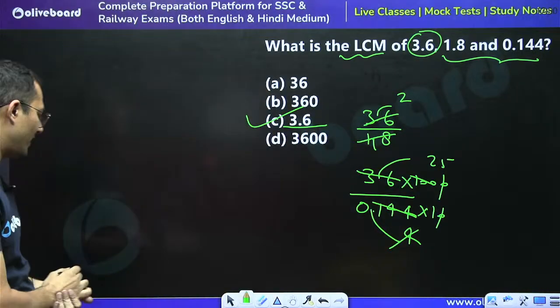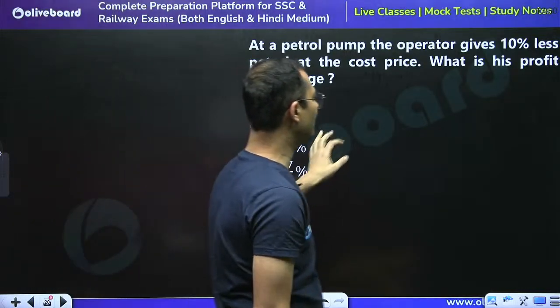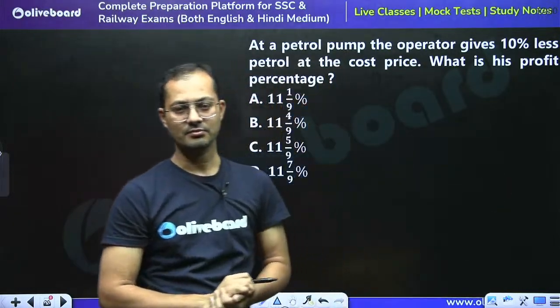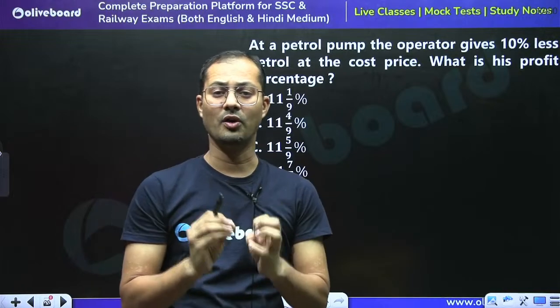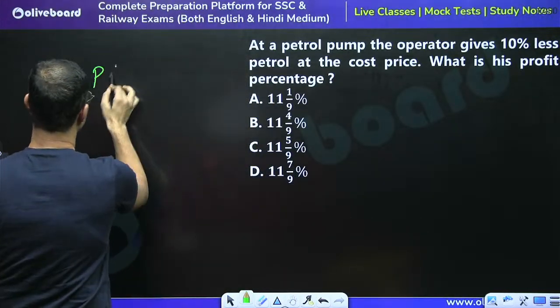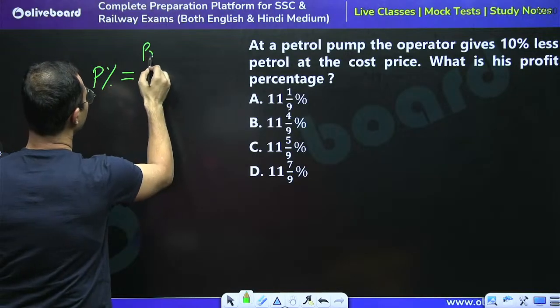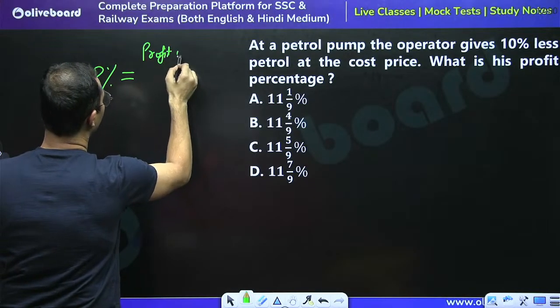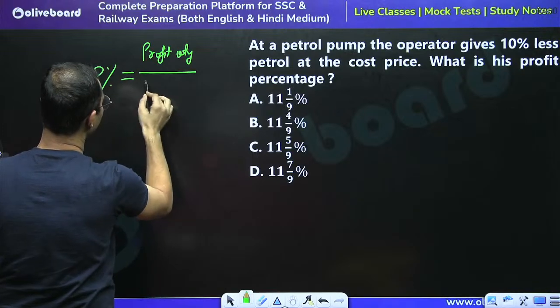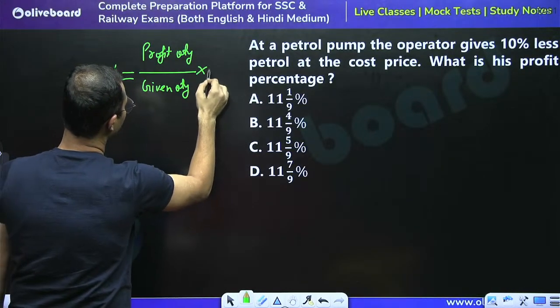Very good question. So my dear friends, moving forward, tell me what is the answer for this question. See, this question belongs to dishonest shopkeeper, and we all know that the profit percent or loss percent in dishonest is given by profit quantity divided by given quantity into 100.